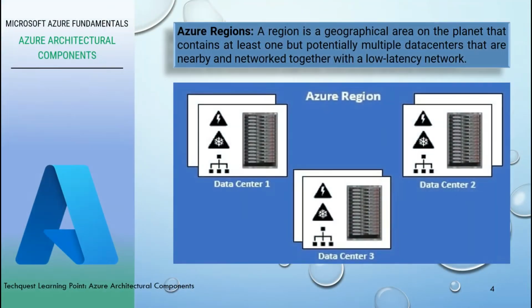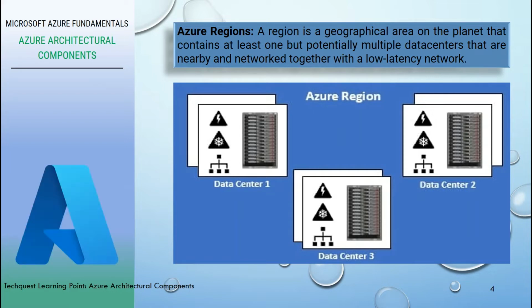Azure regions. A region is a geographical area on the planet that contains at least one but potentially multiple data centers that are nearby and networked together with a low latency network. Azure intelligently assigns and controls the resources within each region to ensure workloads are appropriately balanced. So we can say Azure regions comprise one or many data centers.